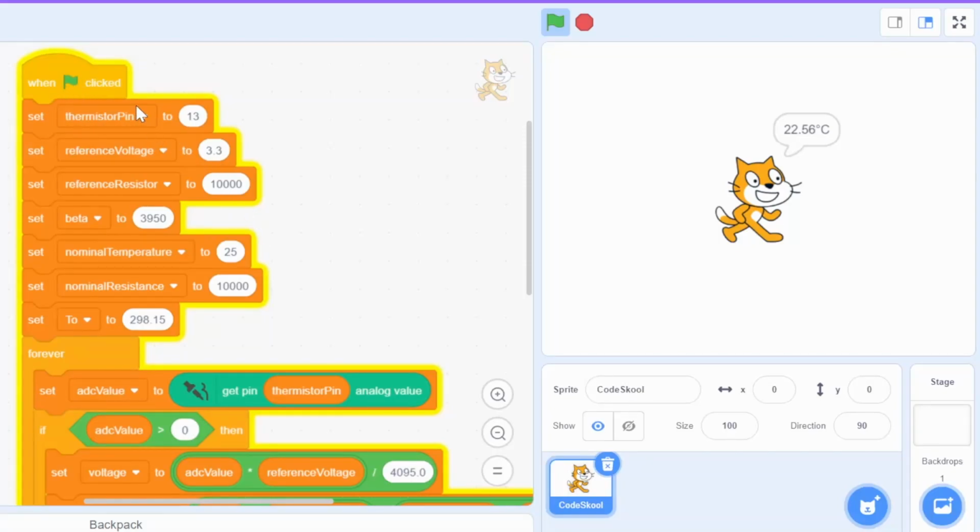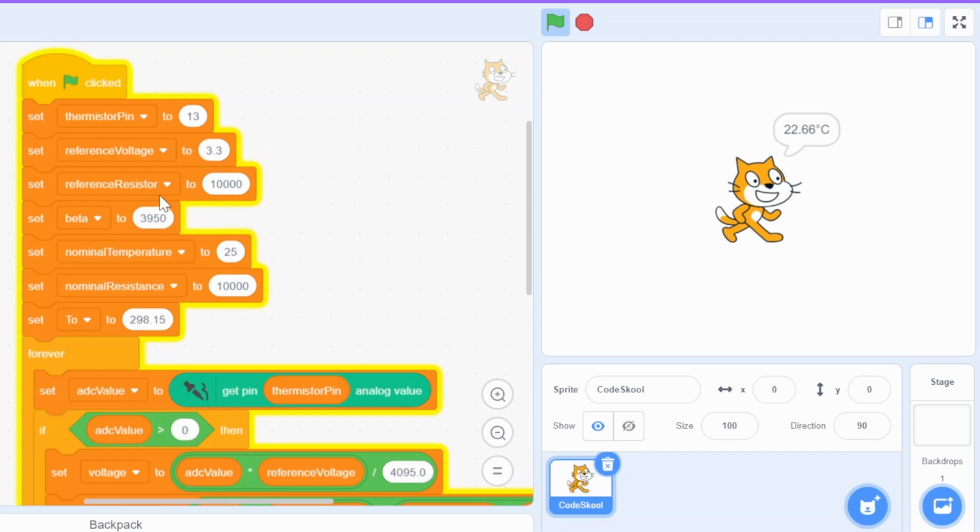So this is our code for reading the NTC. Here I have initialized a few variables like the thermistor pin. I'm using GPIO 13. Then the reference voltage is 3.3 volt, and the reference resistor and nominal resistance value is 10k, and the beta is like 3950. It will be given in the datasheet.